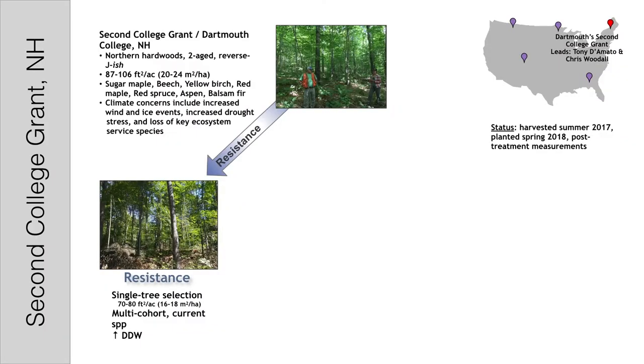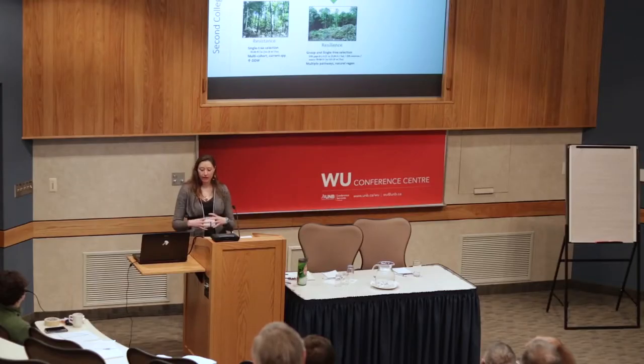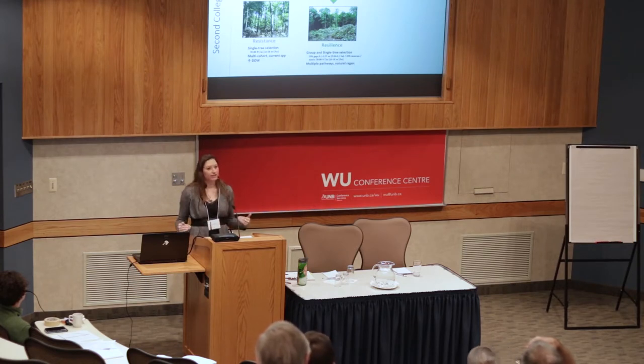With our resistance treatments, we're doing a single tree selection and trying to make sure that it's multi-cohort with the current species that are there, to maintain the current structure and composition of this forest ecosystem, and then increase the amount of down dead wood to help with soil moisture and content. For resilience, making sure that this stand is able to recover and bounce back from disturbance and return to something similar to the prior stand condition, we're doing a group and single tree selection process, and we're creating a matrix of gaps and matrices across the stands within this treatment.